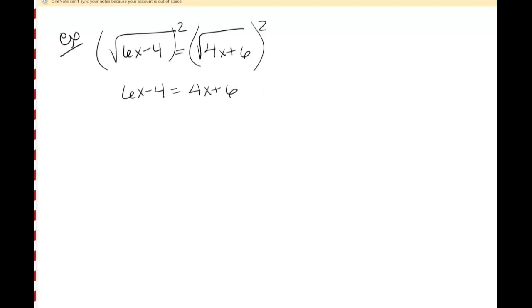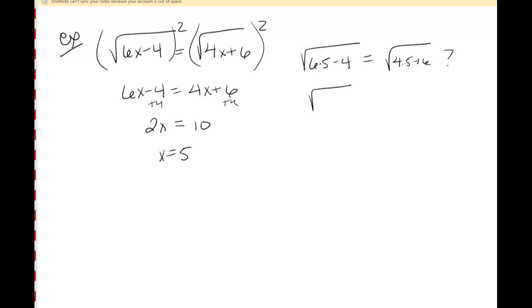I'm going to get the x's together on the left side, so I'm going to subtract 4x from both sides and get 2x. Then I'm going to add 4 to both sides here for my constant, and x is going to equal 5. Now let's see if that's true. 6 times 5 minus 4, is that going to be equal to 4 times 5 plus 6? So this is 30 minus 4, which is the square root of 26. This is 20 plus 6, which is also the square root of 26.